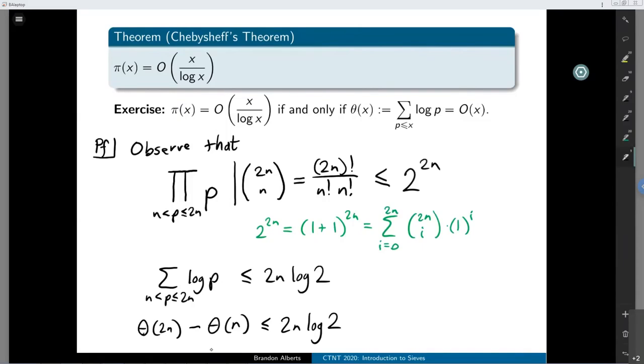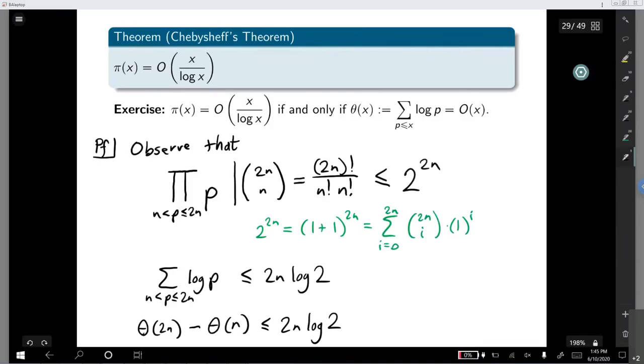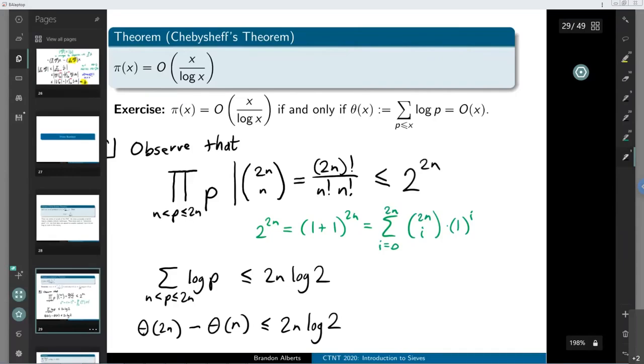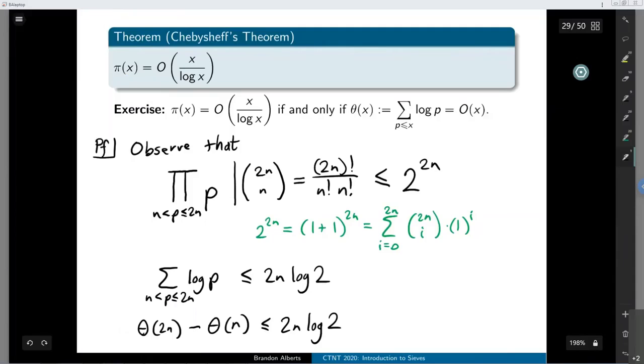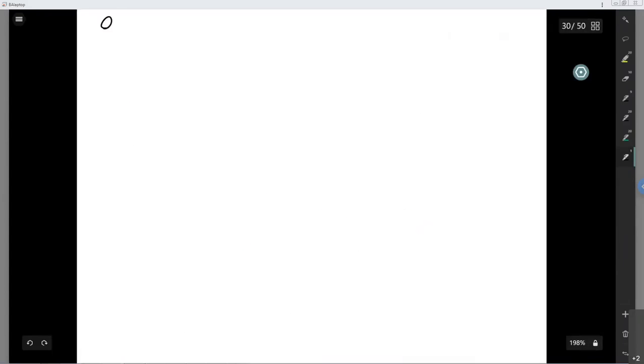And so now it's a matter of using this inequality and possibly some descent argument or some inductive argument in order to conclude that the theta function itself is big O of x, rather than a difference of consecutive values of the theta function. So I'm going to need an extra page to do this. And I'm going to prove this statement using a strong induction argument. So on the extra page, I'll rewrite where we had stopped.